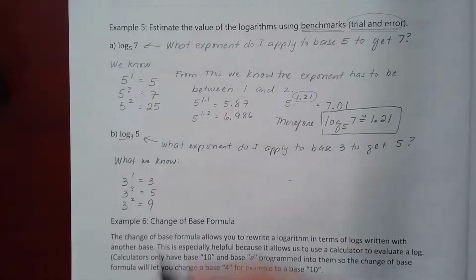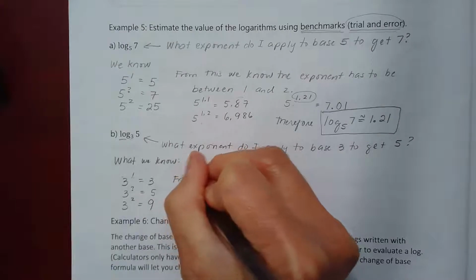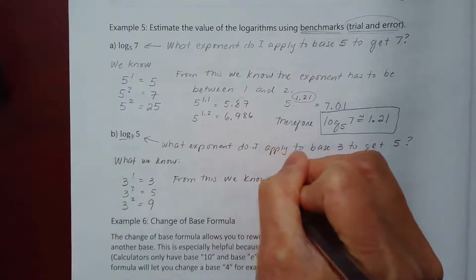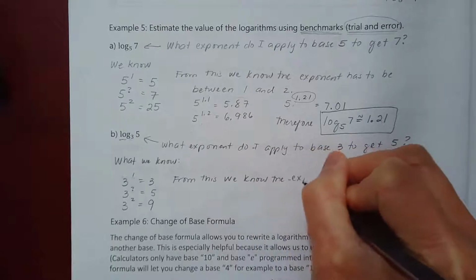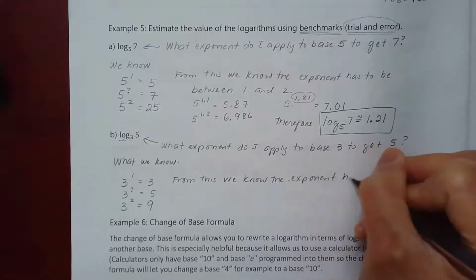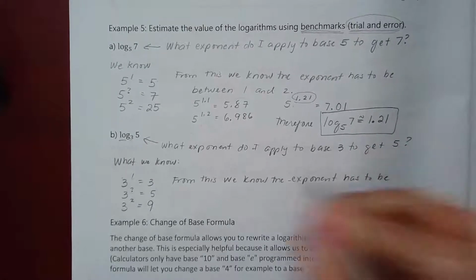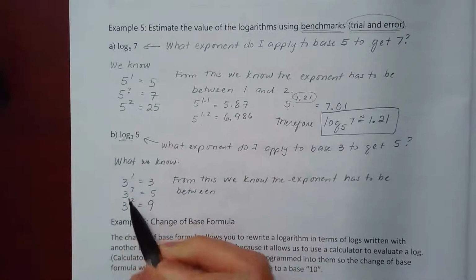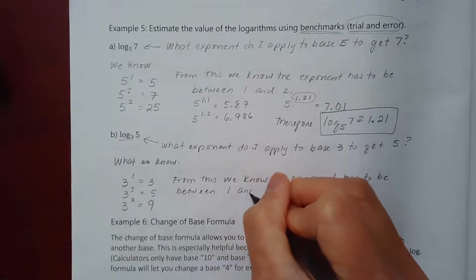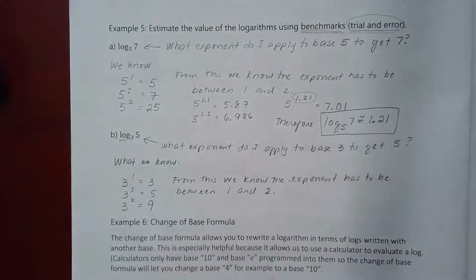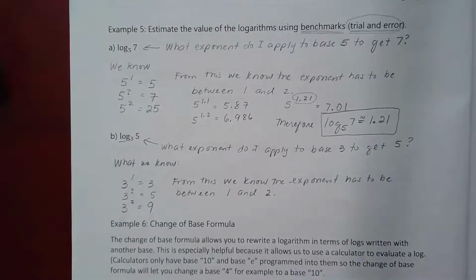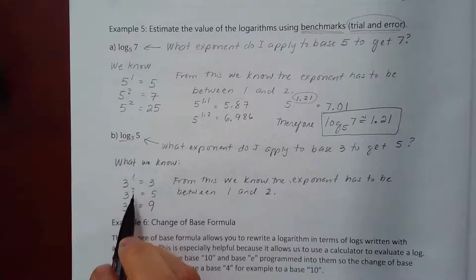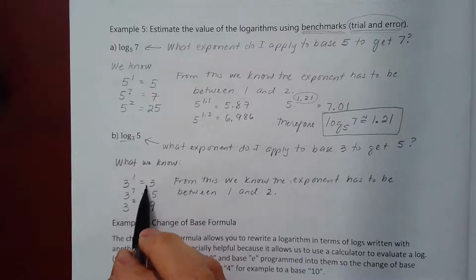So we're going to try. We know from this the exponent has to be between, again, 1 and 2. Okay, so we're going to just keep doing trial and error here. So I'm going to start with, because it has to be between 1 and 2, probably closer to 1.